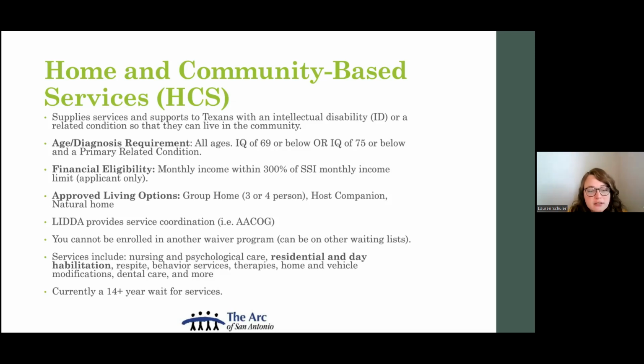Services for HCS include nursing and psychological care. The big ones, residential and rehabilitation.